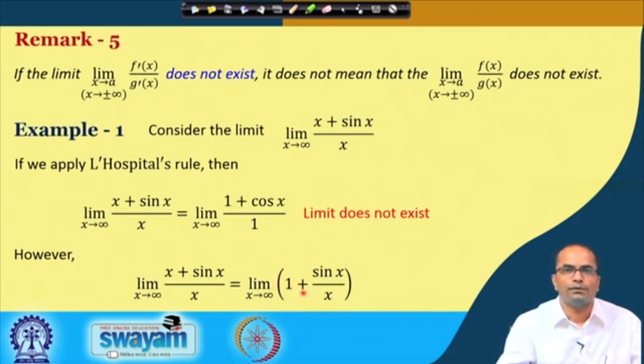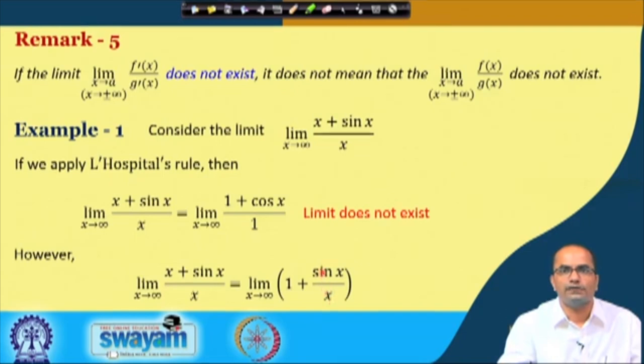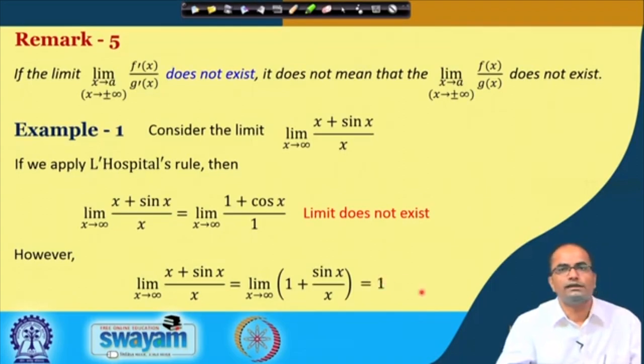So, 1 plus sin x over x. When x goes to infinity, x goes to infinity here and sin x is something finite, so something finite divided by infinity will go to 0. So, the second part, sin x over x, as x goes to infinity will go to 0. So, we have 1 plus 0, meaning this limit is 1.